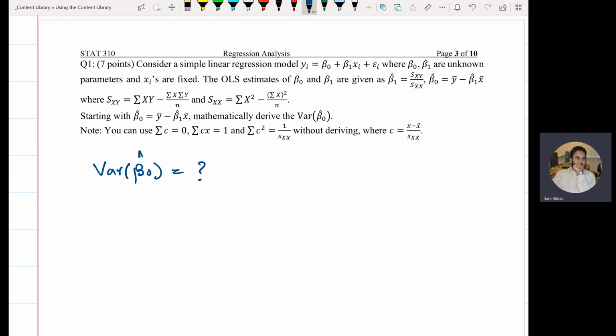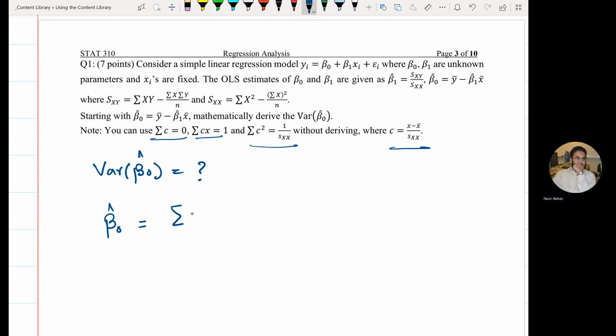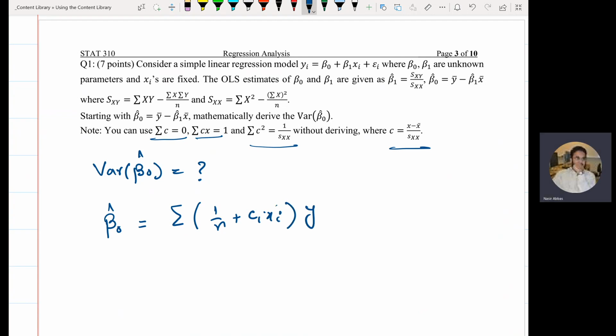Here you can see I have given as a note that you can use summation c equals 0, summation cx equals 1, and summation c square equals 1 over sxx, which means you do not need to derive it, where c is defined to be x minus x bar over sxx. The solution of this one is very straightforward. You just need to prove that beta naught hat is nothing but summation of 1 over n plus c i x bar times yi. You need to prove this, which is straightforward.